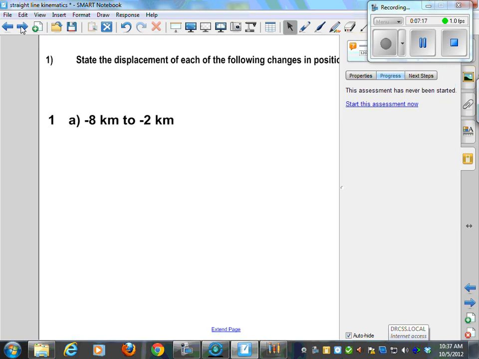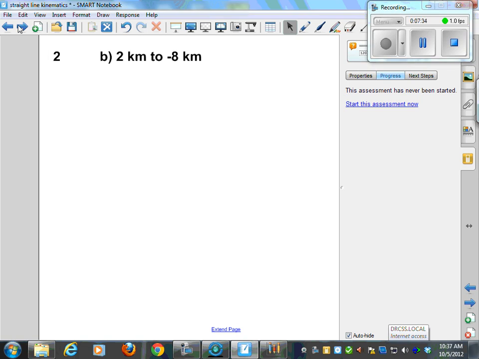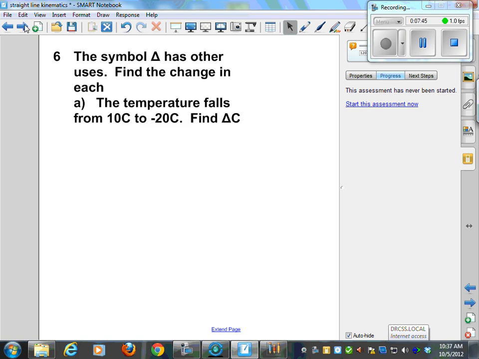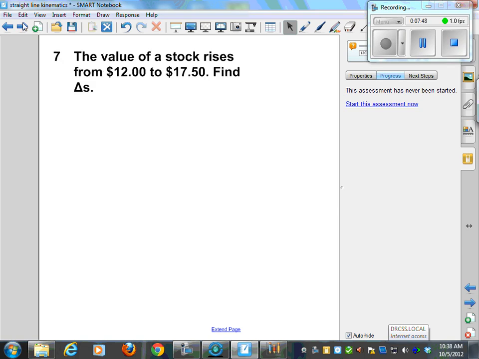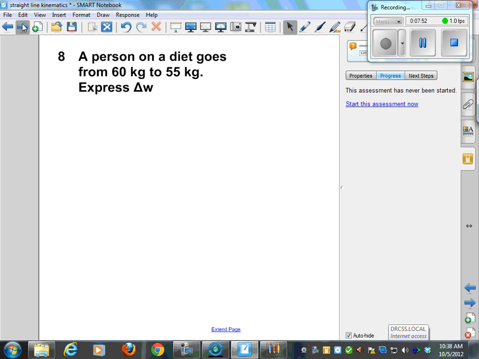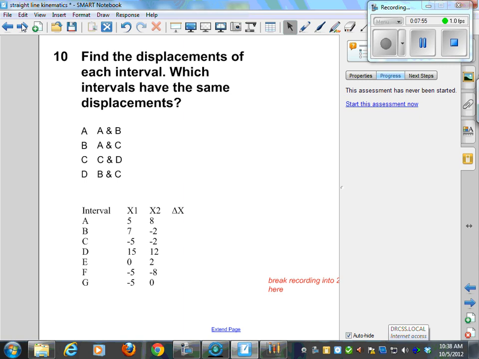All right. So here's what I want you to do. You are to state the displacement for each of the following changes in position. So 1A is question 1, then B, C, 4 is D, 5 is E. Just number those: 1, 2, 3, 4, 5. 6 is 2A, 7 is B. When you get to number 3 on your sheet where it says find the displacements, stop so I can put that up. So do the first 9. Don't do number 10 yet.